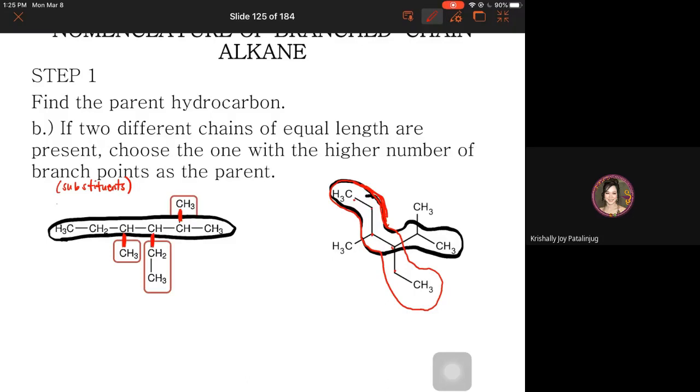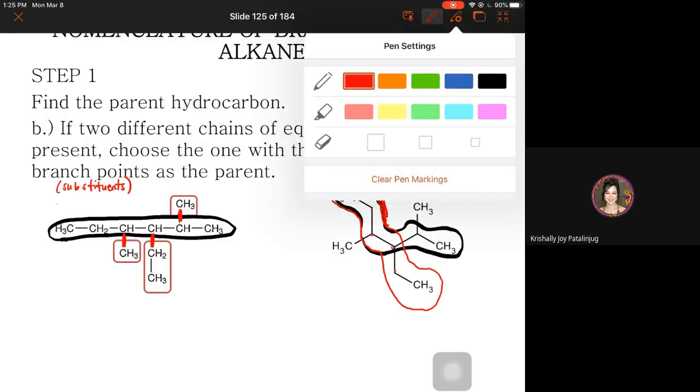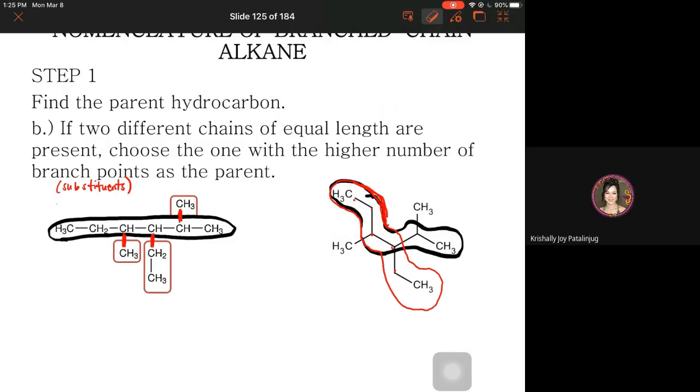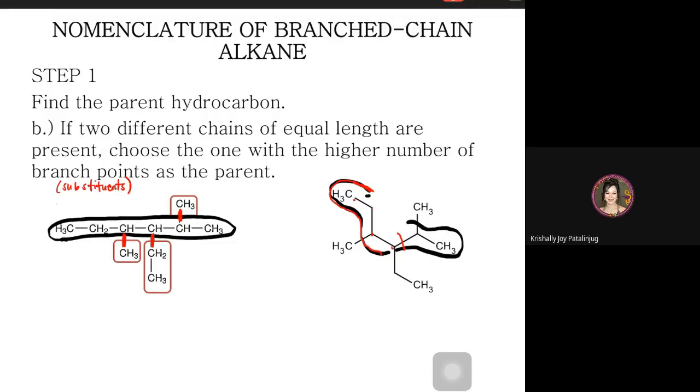Okay? Now, between those two different chains of equal length, merong isa dyan with the one na may higher number of branch points, and that is yung naka-highlight na kulay. What do you think? Kulay? Okay, kulay black. So, kulay black yung piliin nyo na branch points. Ayan. So, erase na ako ng red ha.